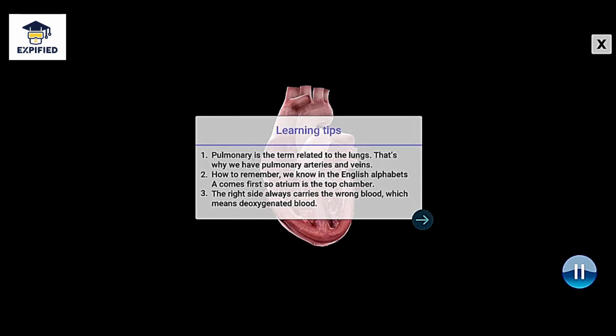Learning tips. Point number 1. Pulmonary is the term related to the lungs. That is why we have pulmonary artery and pulmonary veins. Point number 2. How to remember? We know in the English alphabets A comes first. So atrium is the top chamber. Point number 3. Right side always carries wrong blood. That means deoxygenated blood.